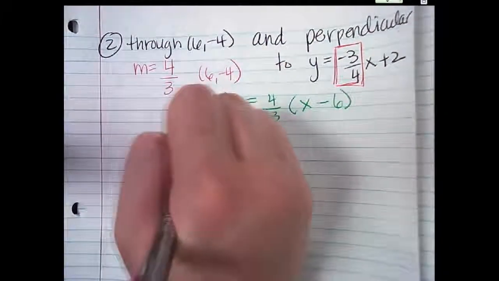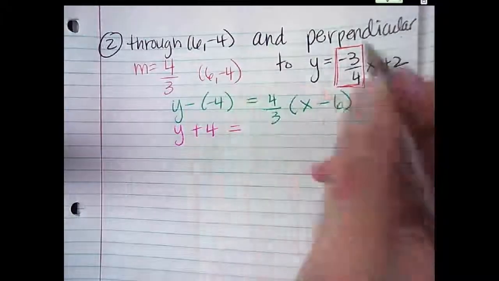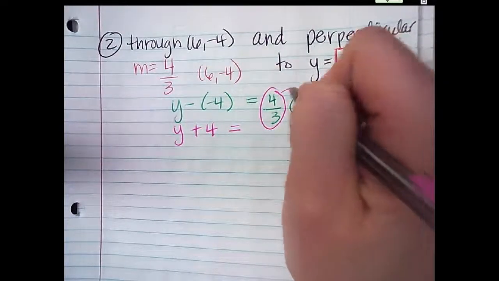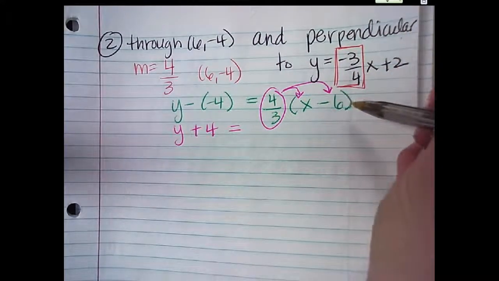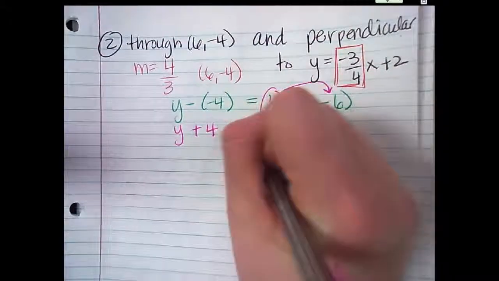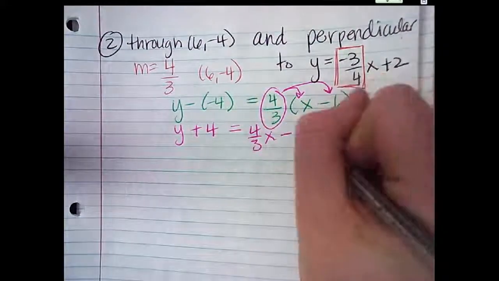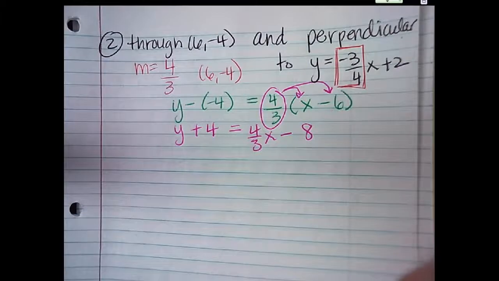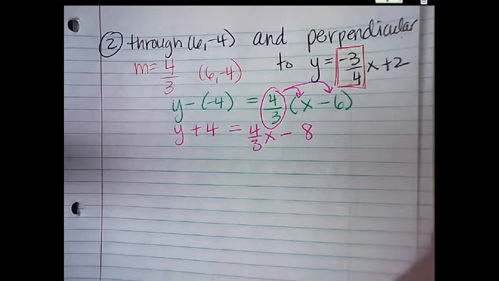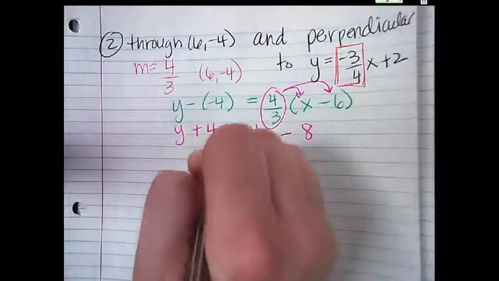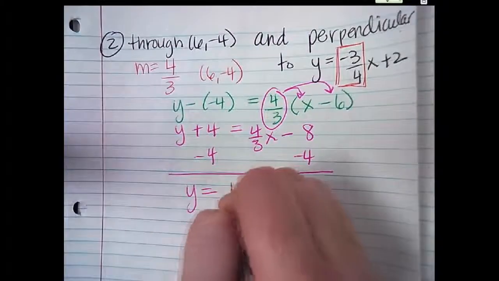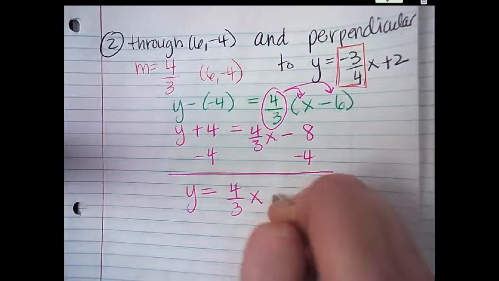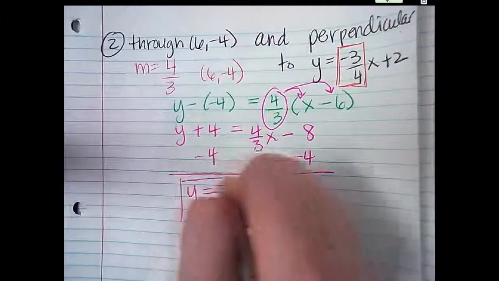So this is y plus 4. I can go ahead and distribute this. Now, if you have fractions on your homework or test or quiz, whatever, make sure you use your calculator carefully. So I have 4/3 x minus 8. 4/3 times -6 is -8. And then what would I do? Subtract 4. Yeah, subtract the 4. So y equals 4/3 x minus 12. Perfect. Minus 12.